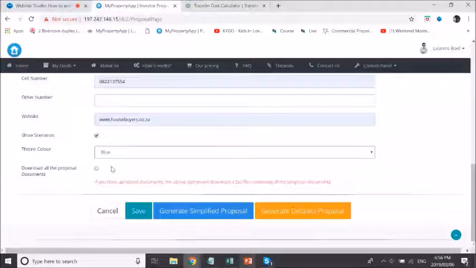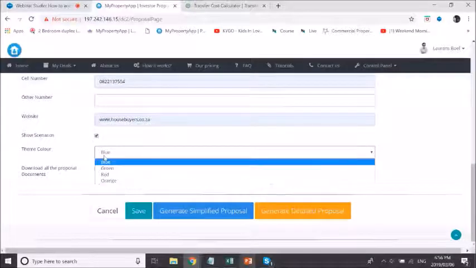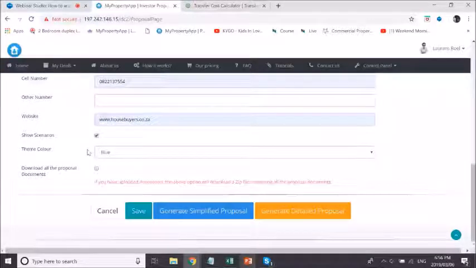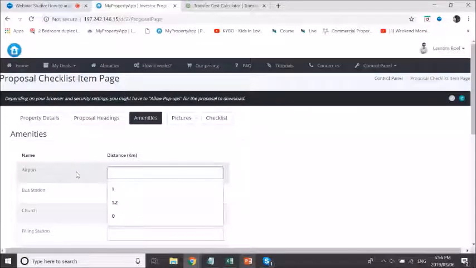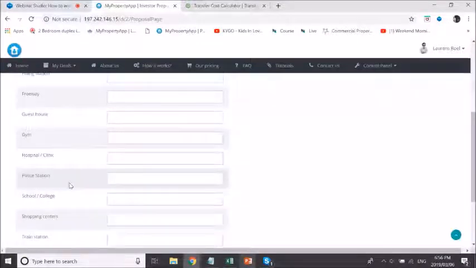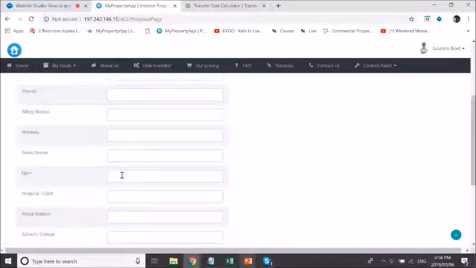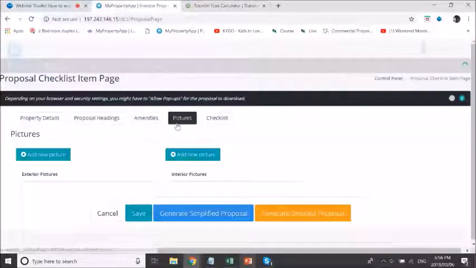Right, you can choose to show the scenarios. You can choose a color, blue, green, red, depending on the theme of your website. Amenities. So here you can choose how far an airport is or police station, whatever it may be. You can input those fields. The pictures.